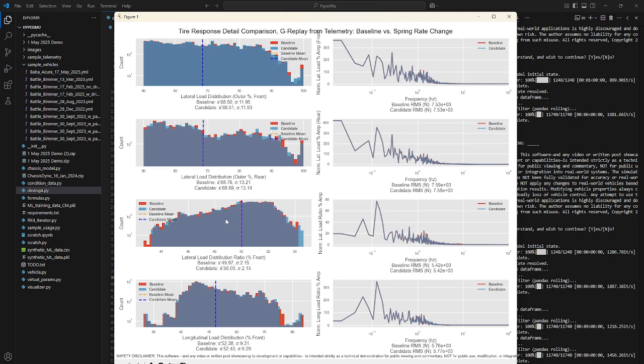And importantly, what we're not seeing here is the significant regressions that we did see with the elevated front ride height, where both the mean and the standard deviation of the lateral load transfer on the front and the rear axles was greater, indicating a lower grip potential on those axles.